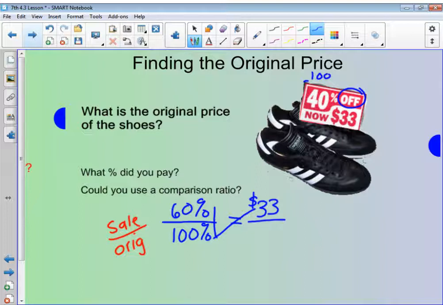And divide that by 60. And when I do that, I get $55. So originally these shoes were $55 shoes. When would you ever want to know this?